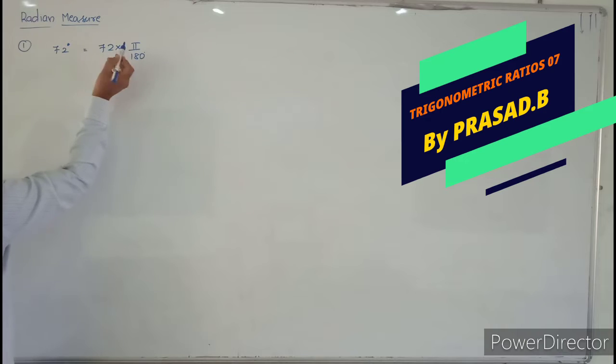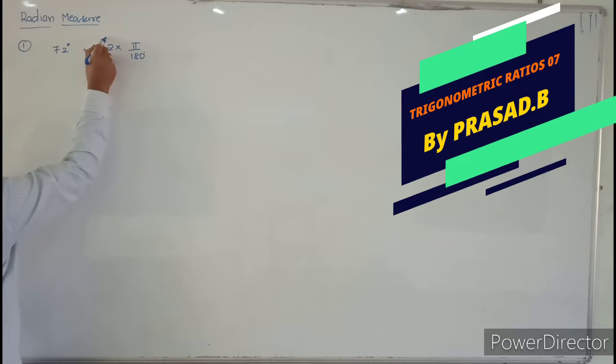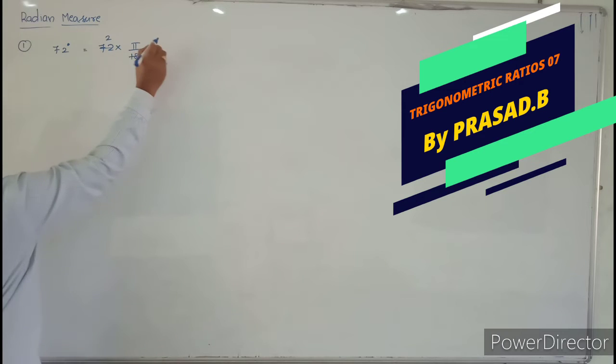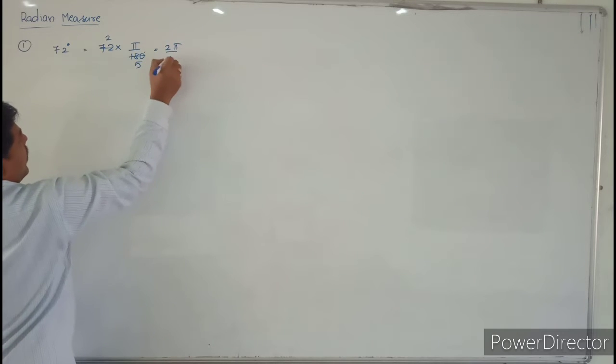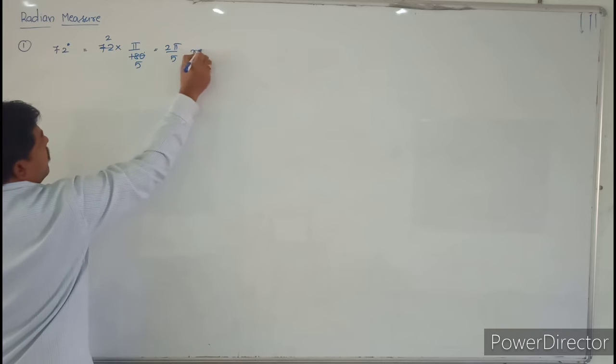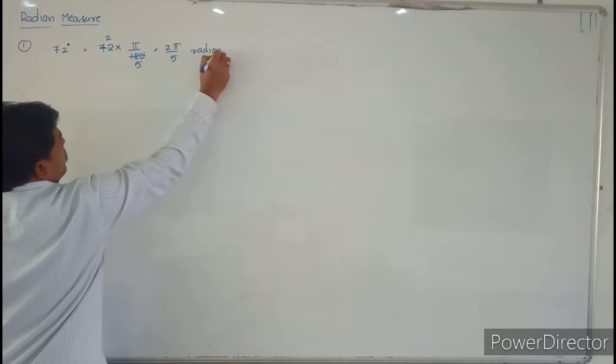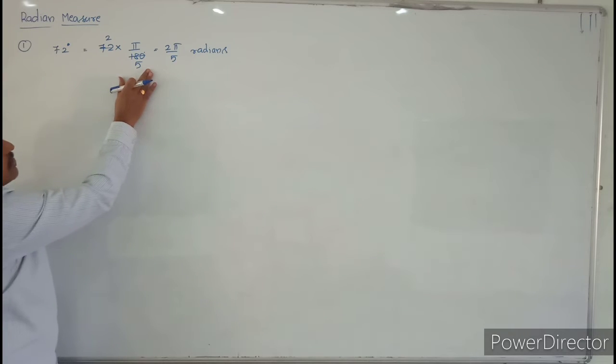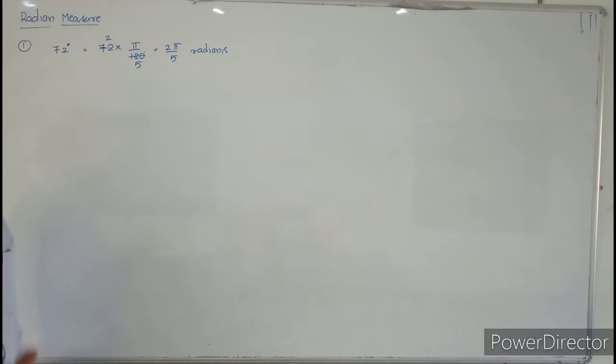So you can cancel here, students. What do we cancel? 36 2's will be cancelled and 36 5's will be cancelled. It will become 2 pi by 5 radians. So 72 degrees, if you want to convert into radians, just multiply with pi by 180. Automatically it will convert into radians.